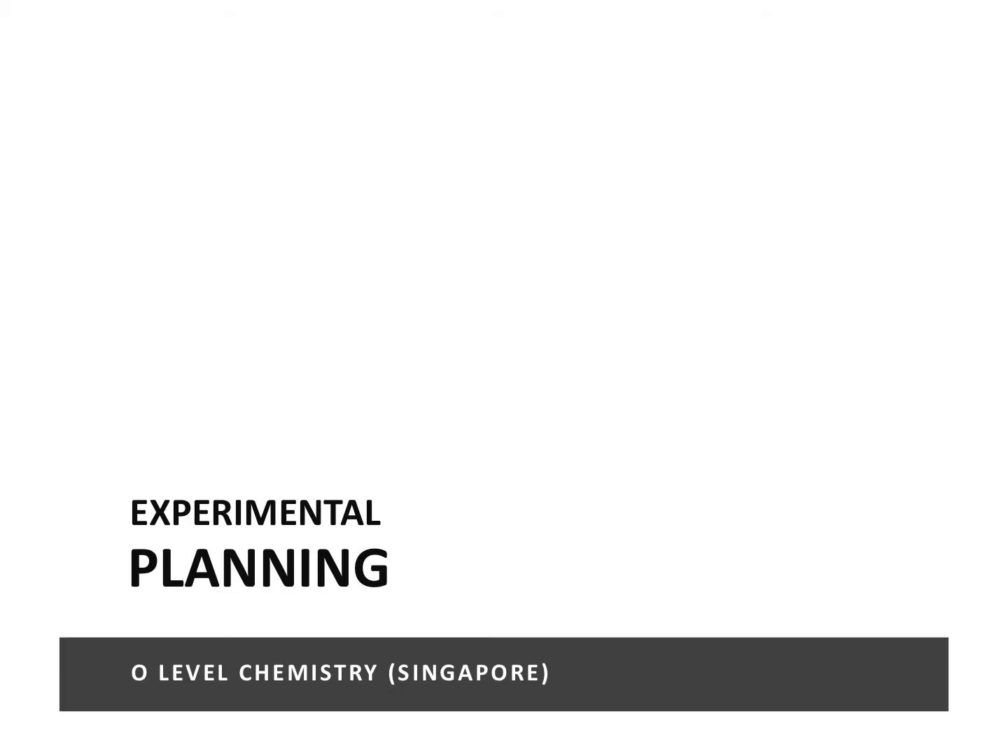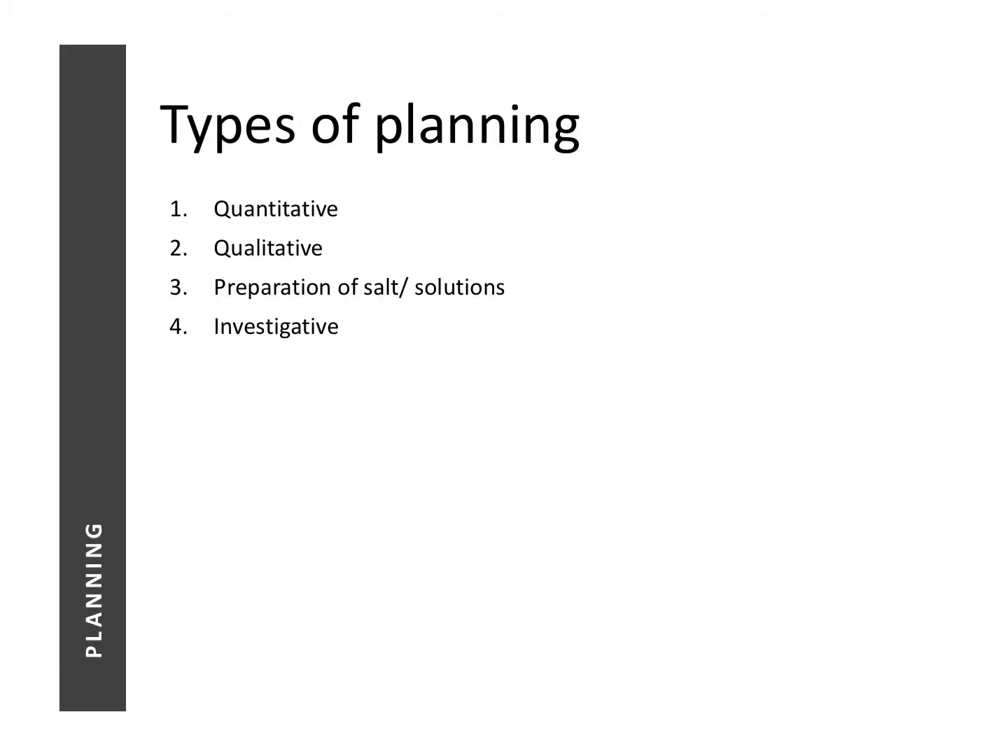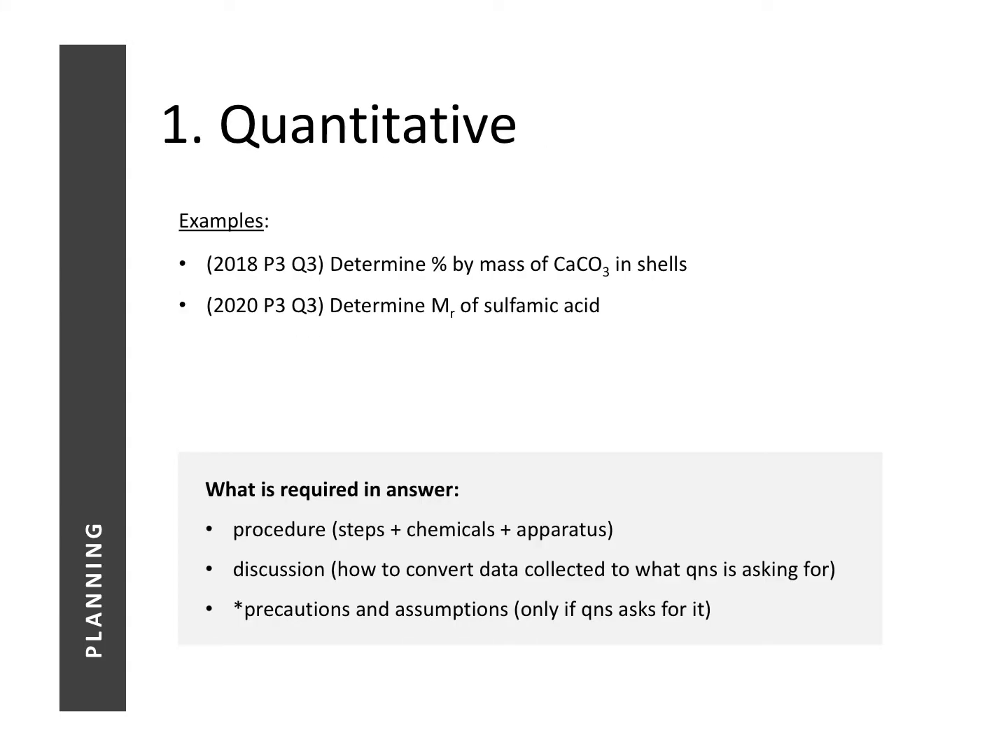So instead of seeing each planning question as an isolated question with a separate different procedure and answer, we can group them together into the different types of planning questions. Now, in general, there are four types of planning questions: quantitative, qualitative, preparation of a certain salt or solution, and investigative. We'll look at each one in greater detail.